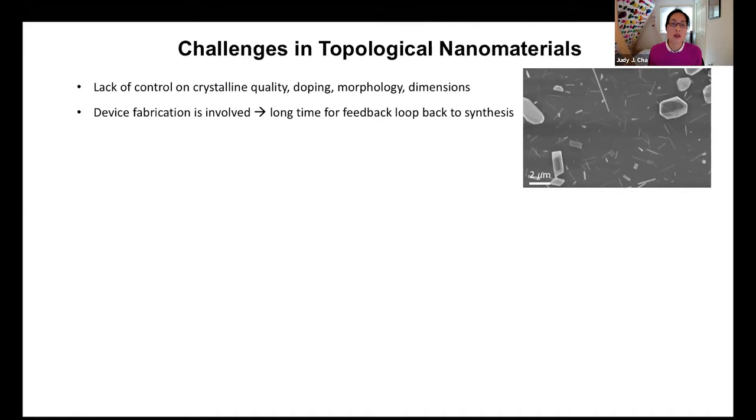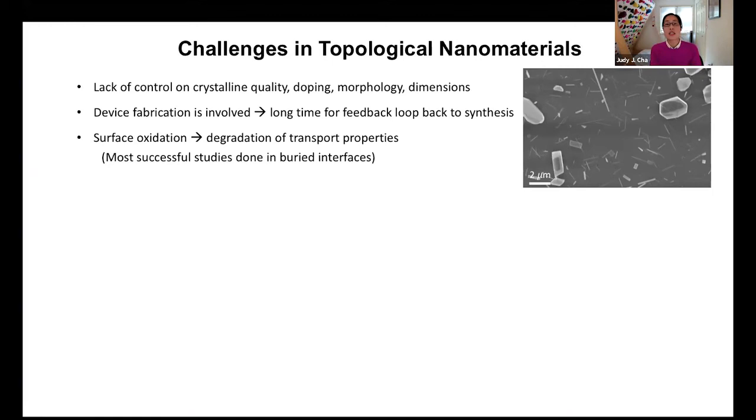And one of the challenges here particularly is surface oxidation, right? So we want to make nanostructures because we want to enhance the properties of surface. However, nanostructure means that surface oxidation is also much more pronounced, unlike in bulk crystals. So we have to take care of the surface oxidation problem, which is responsible for degrading the transport properties. But these are not insurmountable problems.